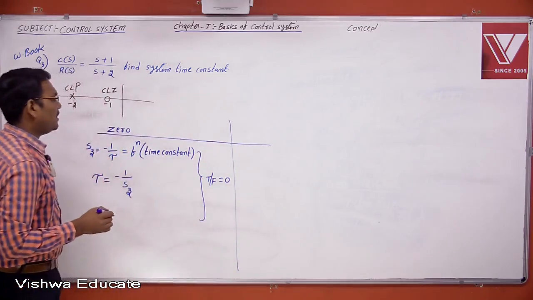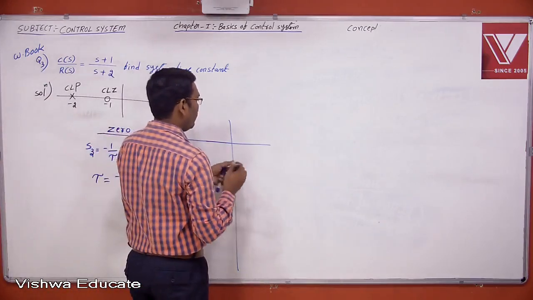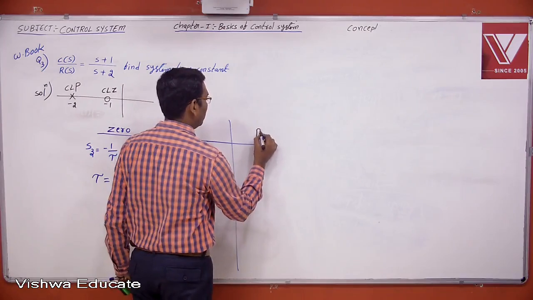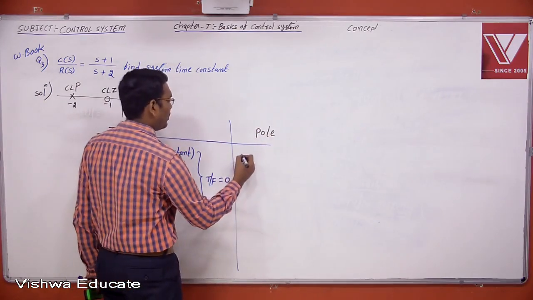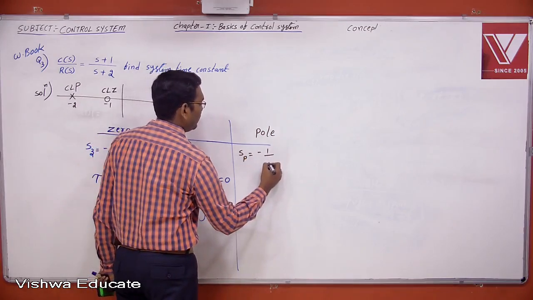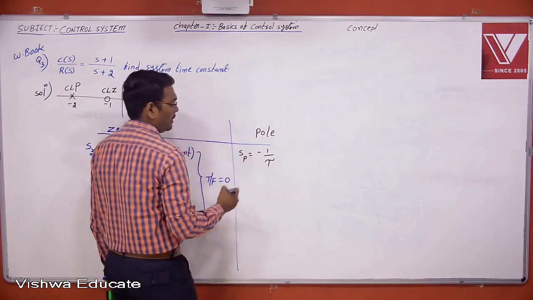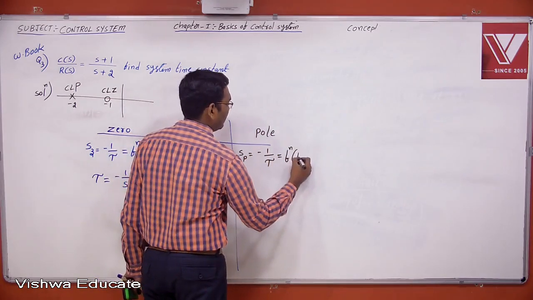Now in the same way, what is the definition of pole? The same. Pole is a root of the denominator polynomial. The pole, which is a root of the denominator polynomial, is a function of system time constant. This is also a function of time constant.